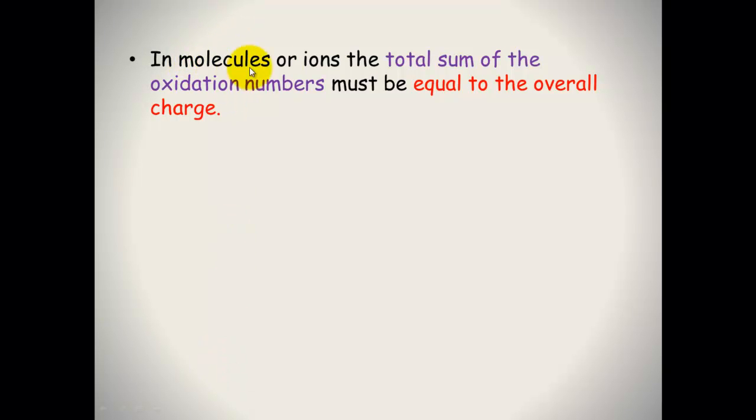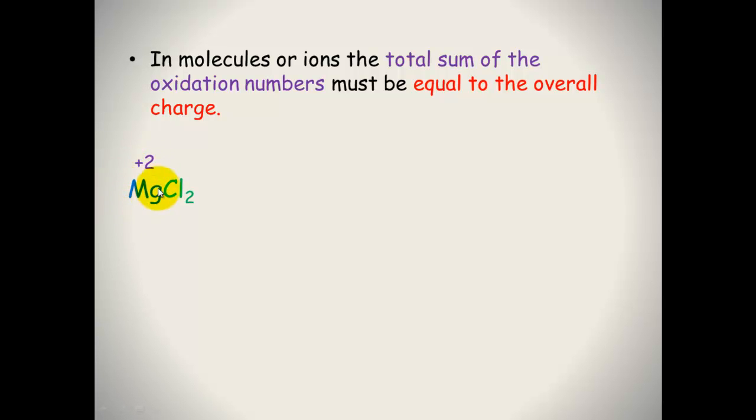Okay. In molecules or ions, the total sum of the oxidation numbers must be equal to the overall charge. I've said this twice, I'm saying it again, this is really important. So let's look at this example here. Magnesium chloride. Magnesium, it's a metal in a compound, thus we know it has to have an oxidation number equaling its valency, which is +2.